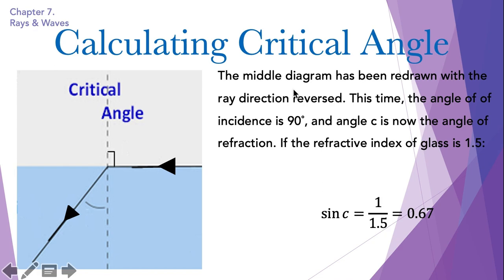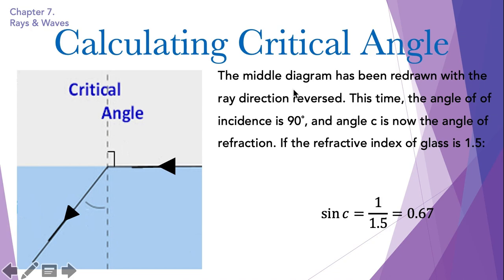The refractive index will be equal to sine 90 divided by sine C, which is the critical angle. And what we will get is 1 divided by sine C to get the refractive index. This is what happens if we rearrange this equation. So then, rearranging the equation, we'll get sine C is equal to 1 divided by the refractive index, 1.5, and we will get 0.67.